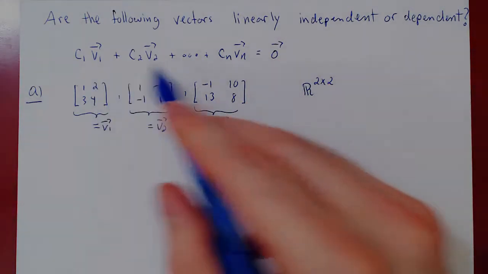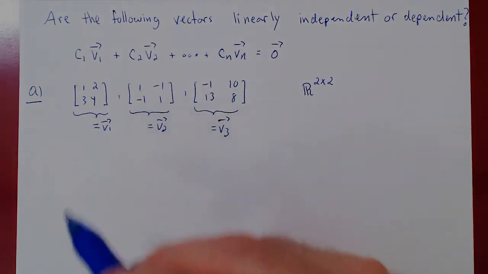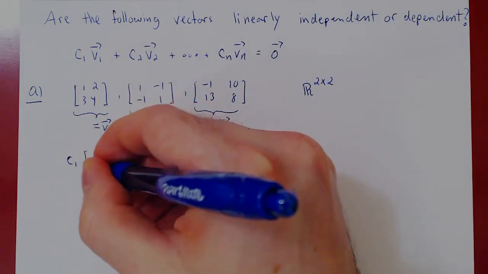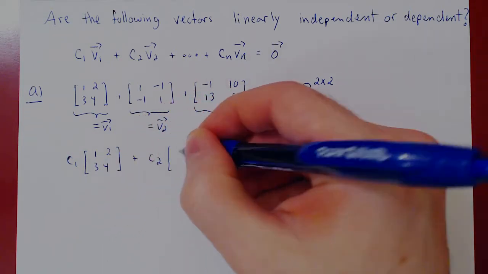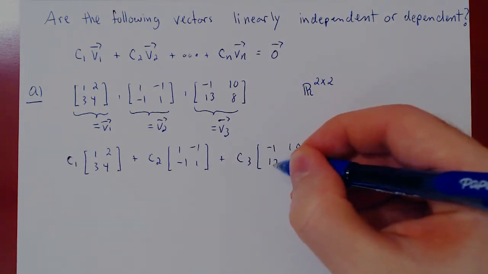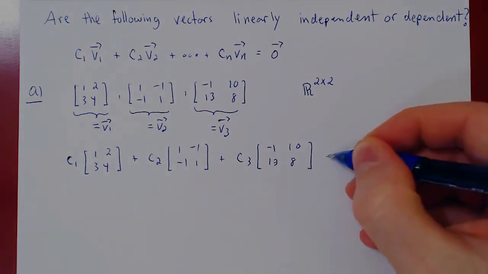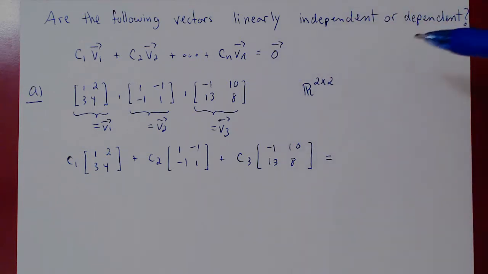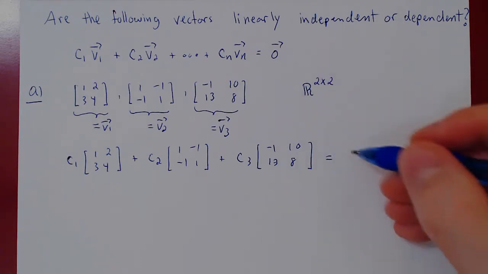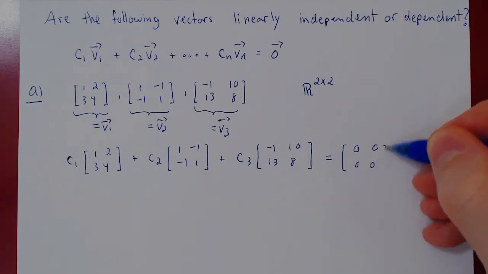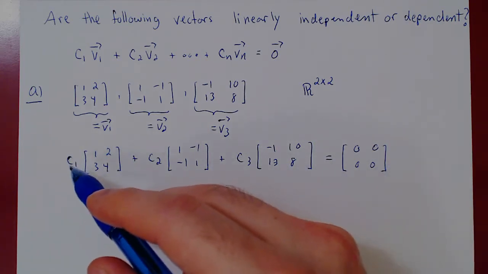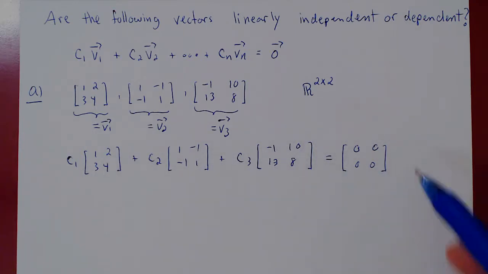So we go back to the definition. Are these three matrices linearly dependent or independent? So c1 times the first matrix, 1, 2, 3, 4, plus c2 times v2, the second matrix, 1, negative 1, negative 1, 1, plus c3 times the third matrix, negative 1, 10, 13, 8, equals the zero vector. Well, the zero vector is always the zero element of your space. Our space is the space of all 2 by 2 real matrices, and so the zero element is the 2 by 2 zero matrix. And the question is now, how many solutions for the coefficients c1, c2, c3 does this equation have?